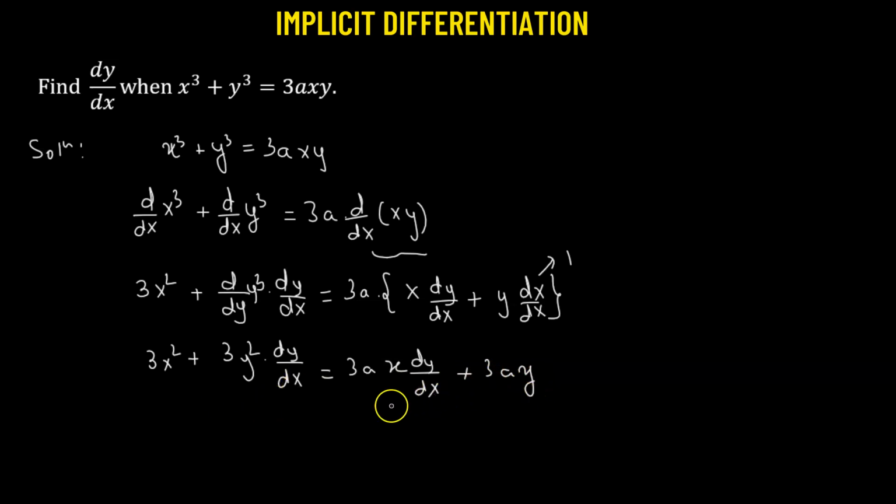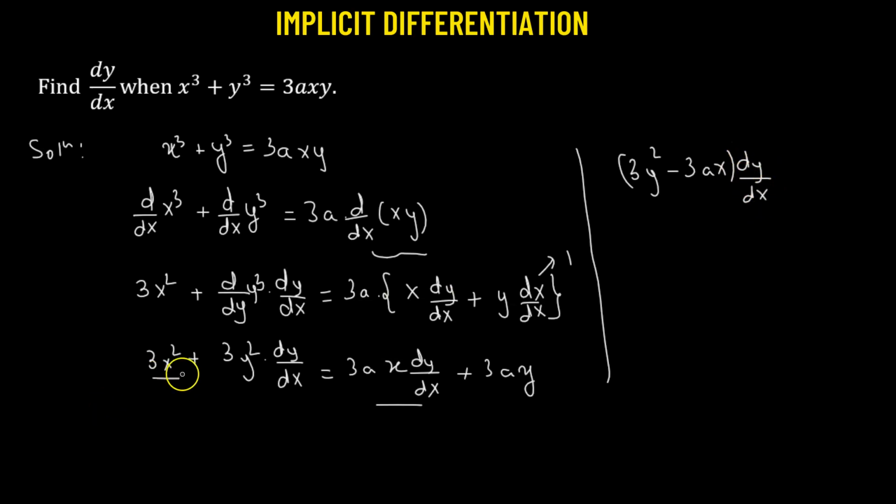Now what we'll do, we'll bring 3ax dy over dx to the left hand side. So that means we have 3y squared minus 3ax. This will get multiplied by the derivative of y with respect to x. And we'll transpose 3x squared to the right hand side. So that we have 3ay minus 3x squared.